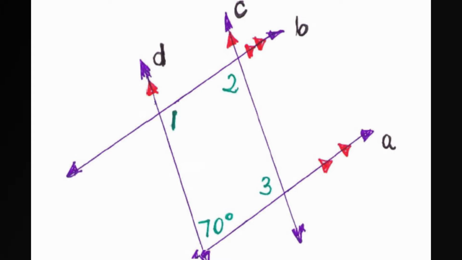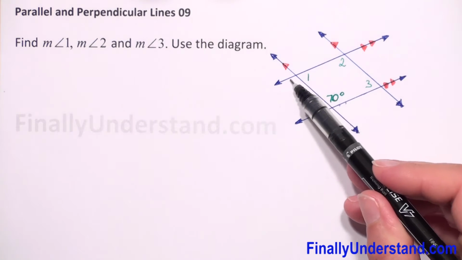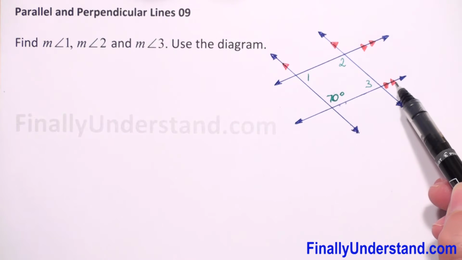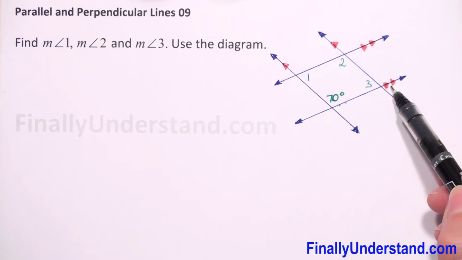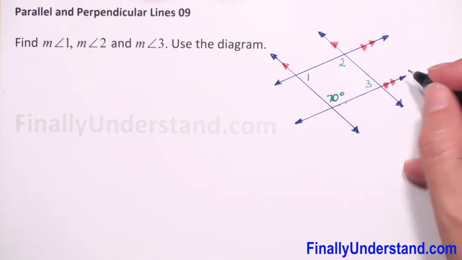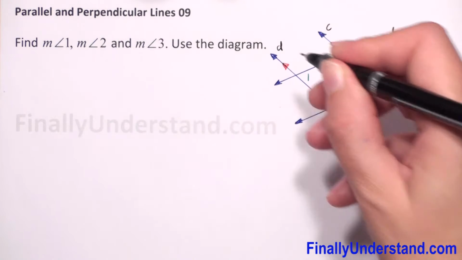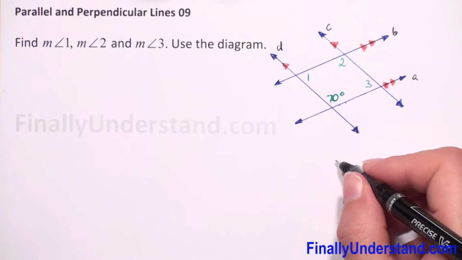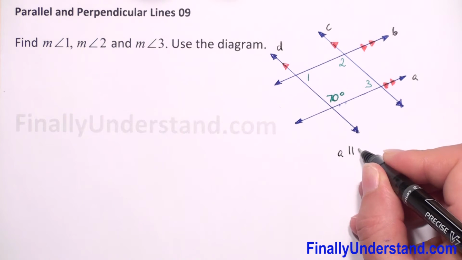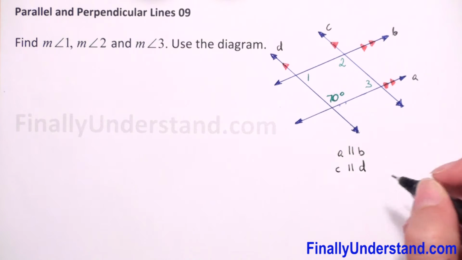We have to find measure of angle 1, 2 and 3, and we have given diagram. On this diagram we see that these two lines are parallel because they have these triangles, and that two lines are parallel. So let's put that as A, B, C, D lines. And we have that A is parallel to B and C is parallel to D.